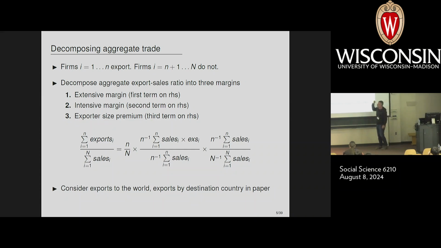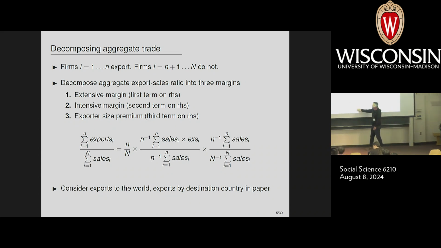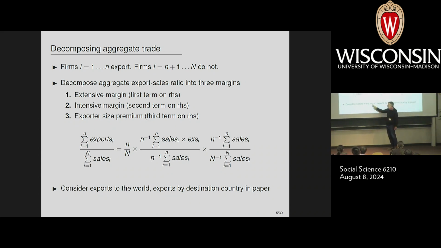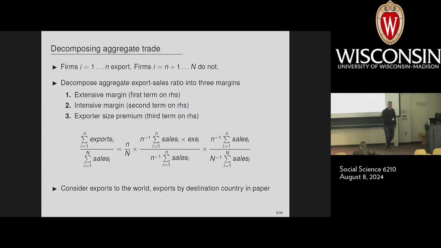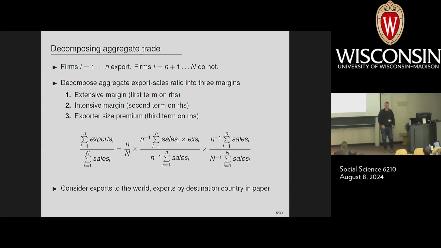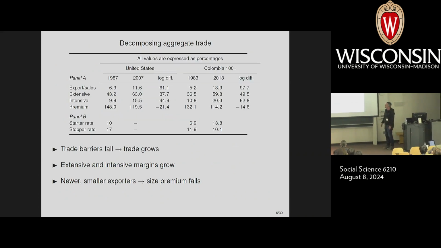So we want a model that is going to capture a lot of this. Today, I'm just going to think about exports as exports to anywhere in the world. A more careful version of this breaks things down by destination. It's in papers, you can look at it. But for now, just think about it as either I sell something to the rest of the world or I sell somewhere else.